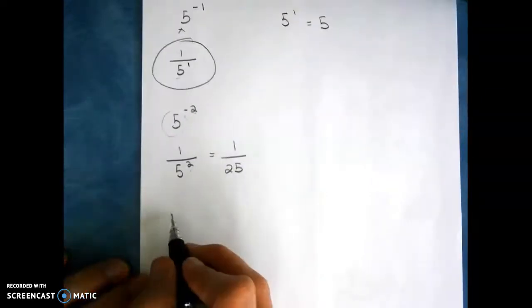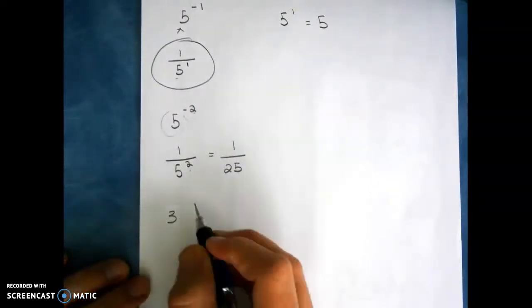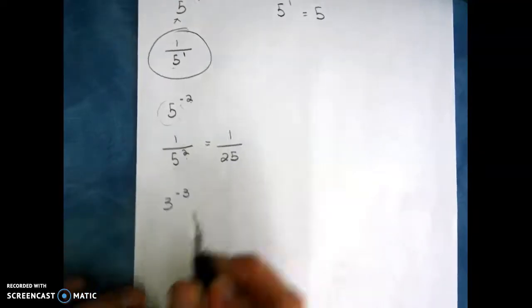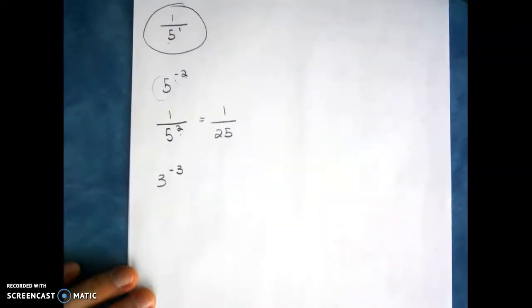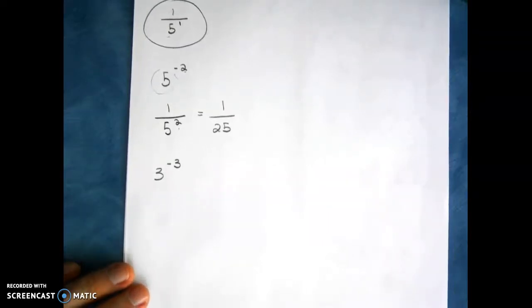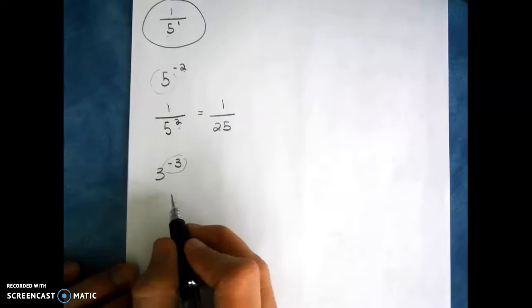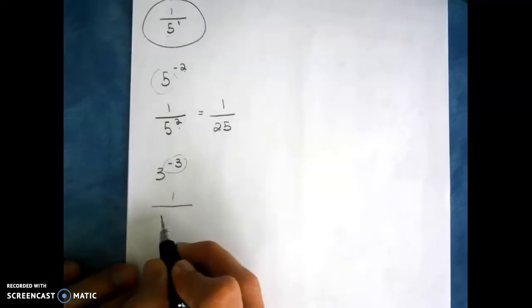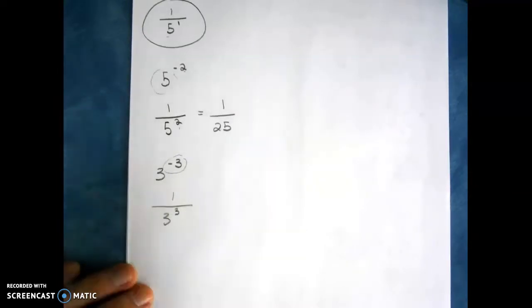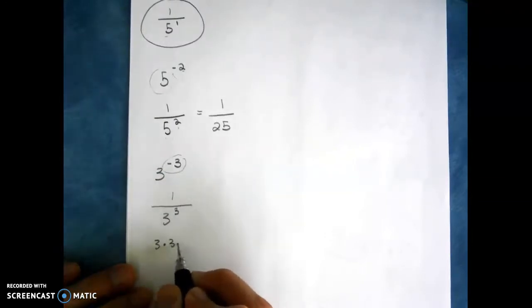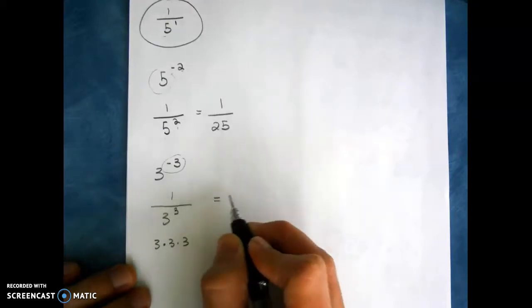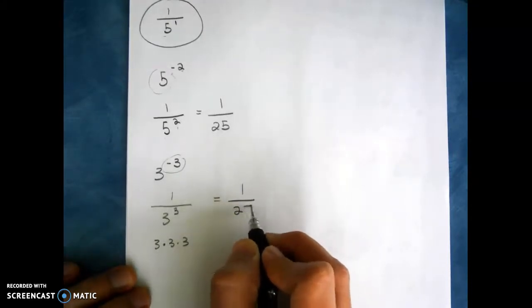Okay, so go ahead and try this one. So pause the video, try it on your own, and then come back. Okay, so again, we have this one. We have a negative exponent. That means we flip it. So we have 1/3 to the third. Well, what's 3 to the third? 3 to the third is just 3 times 3 times 3, which is 27. So 1/27.